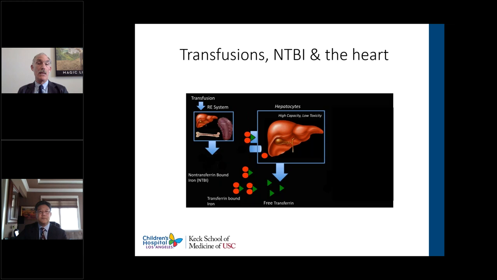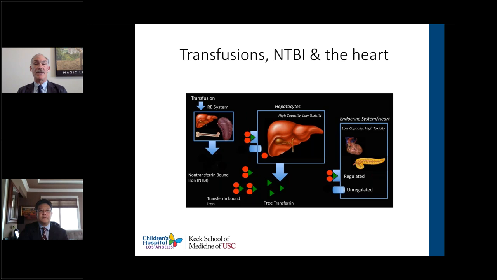Transferrin-bound iron also goes to all of the cells in the body, which have transferrin receptors. But these are very tightly regulated processes, and you can't iron overload the heart or any organ through transferrin-bound iron.